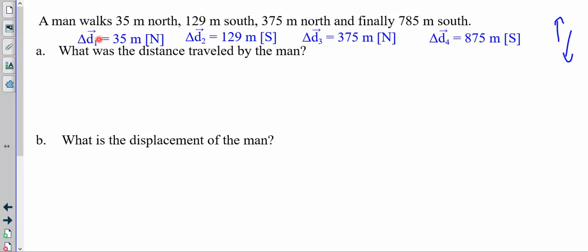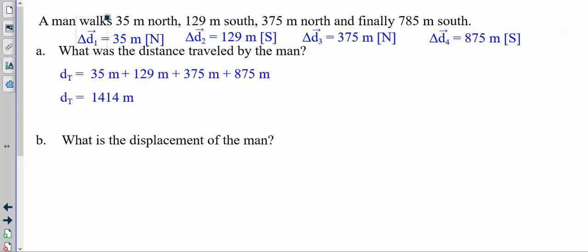So 35 meters north, its first displacement would be with the N. Second displacement has an S. Third displacement, N again. And fourth displacement has an S. So it's basically going back and forth in the up and down direction. So I guess up and down, up and down. The distance traveled, you literally just add them all together, right? Once again, you ignore any north or south as far as calculating distance. So you just add all four of those together and then boom, you're done. You don't have to think about it any further.